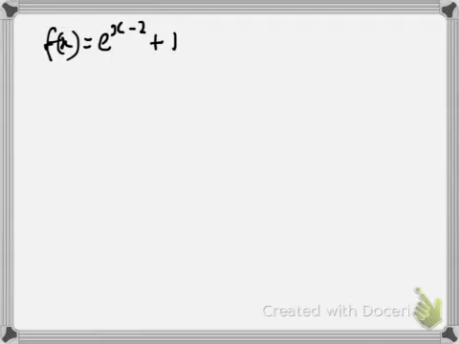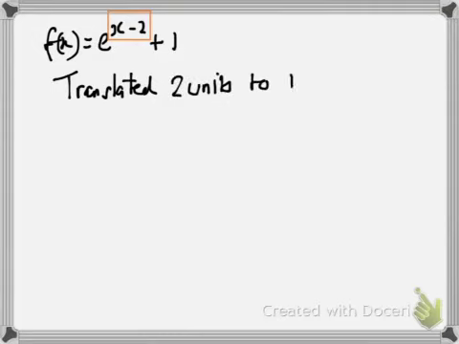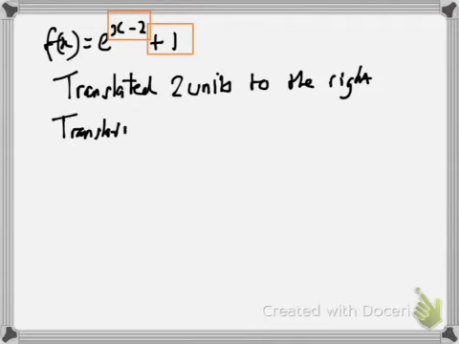Now, the minus 2 is going to shift the graph 2 places to the right. So translate, by the way, we haven't got any dilations here, 2 units to the right. And the plus 1 translation is 1 unit up. Okay, so there's our 2 transformations.